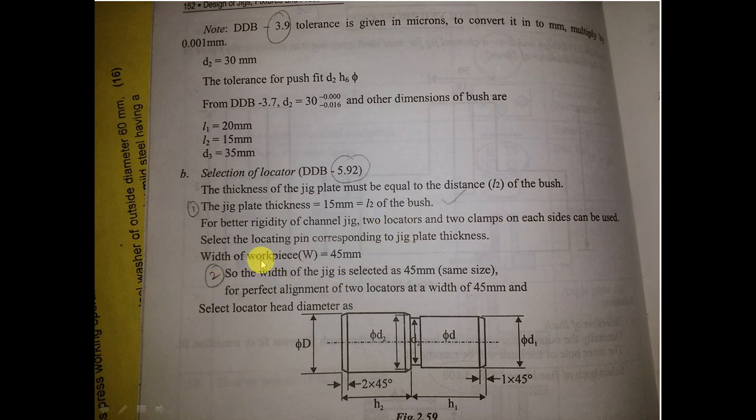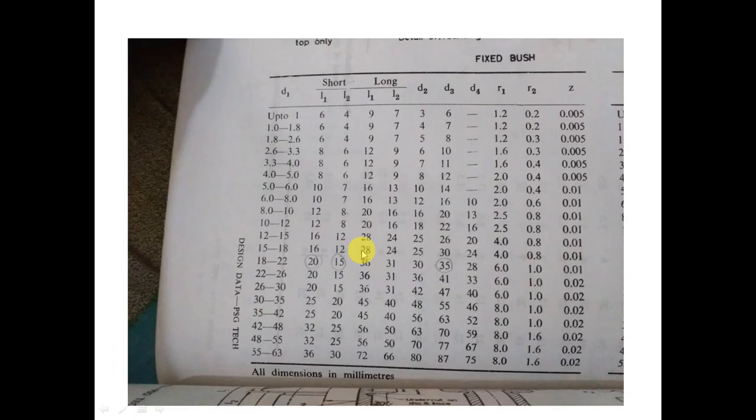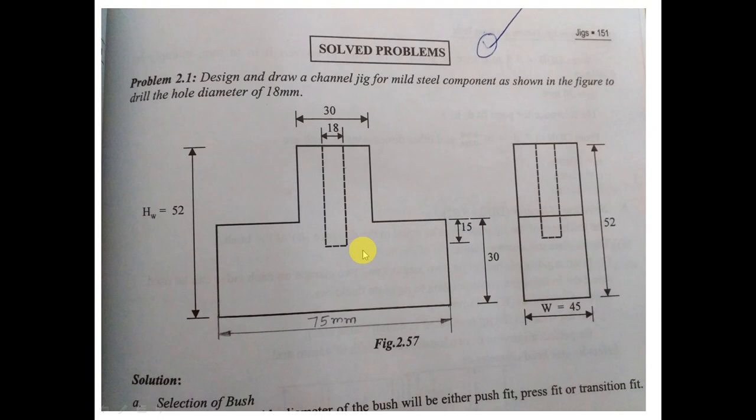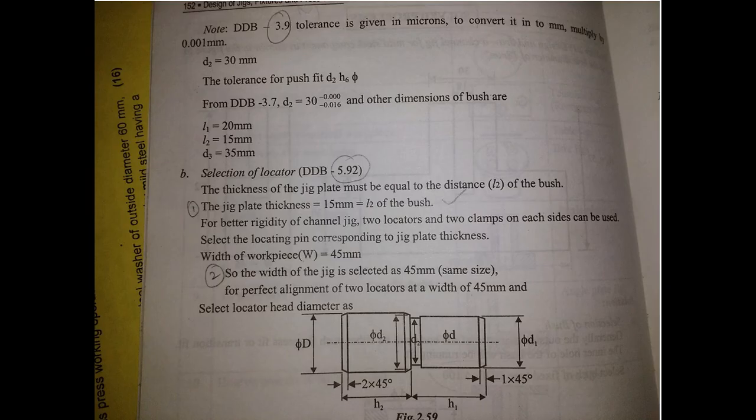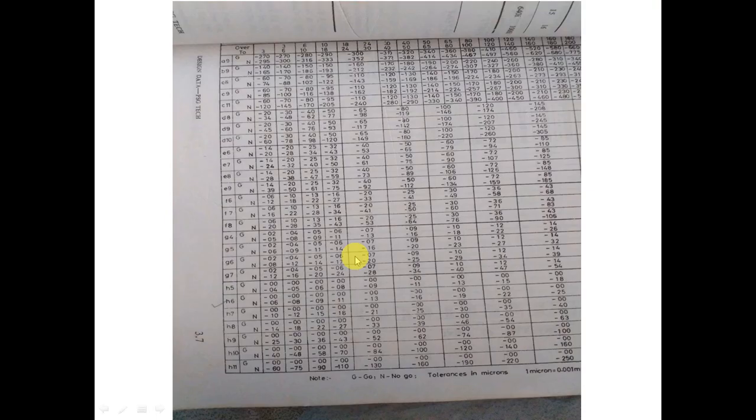And then what about the width of the workpiece? The width of the workpiece is equal to 45 mm. We know the width of the workpiece is 45 mm, it is given in the problem itself. So what about the width of the jig body? The width of the jig body must be the same, 45 mm. So the width of the jig is selected as 45 mm, exactly similar to the width of the workpiece. Then only it will sit tightly and rigidly.